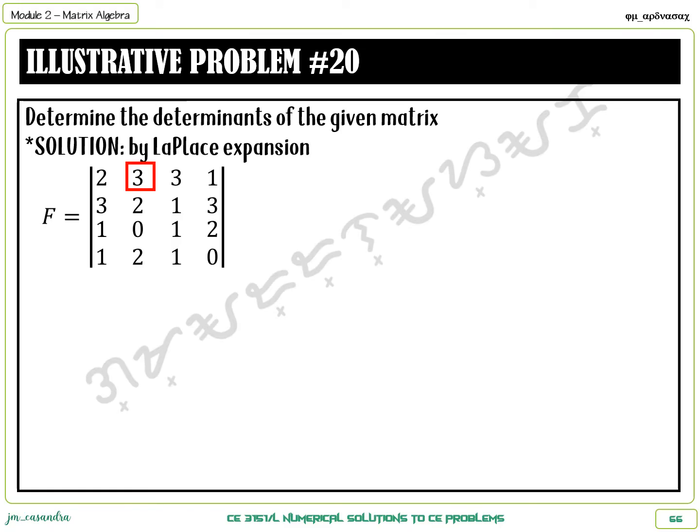So let's consider this element, which is element 1, 2. And we'll be considering its column. So in here, we'll now be solving the products of the element 1, 2 times its cofactor. And then the second that we are going to solve is 2, 2, 3, 2, and 4, 2. Okay?